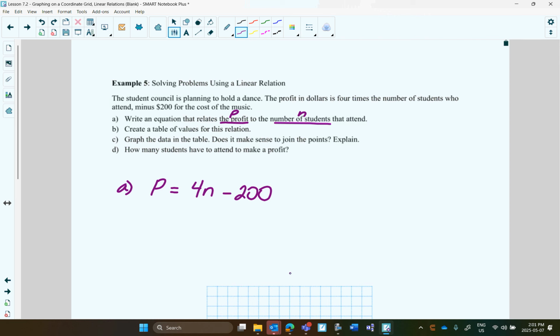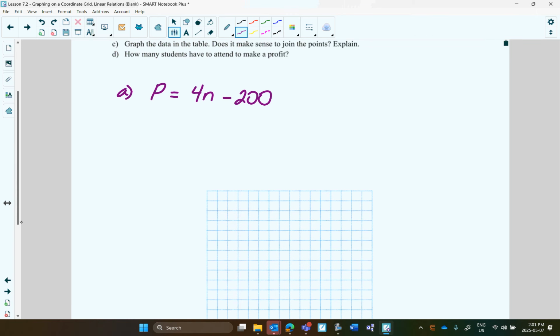Now we're going to graph this equation. So we're not going to use X and Y. We're going to use P and N. N goes first. In an equation, the variable by itself is always the dependent variable.